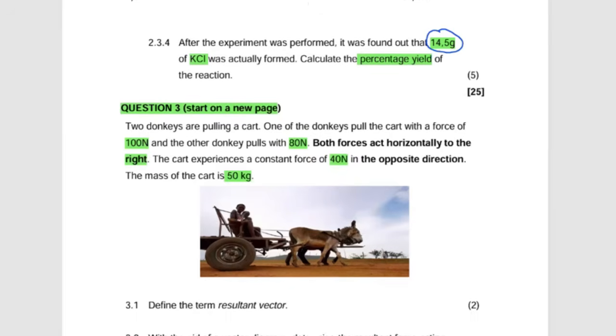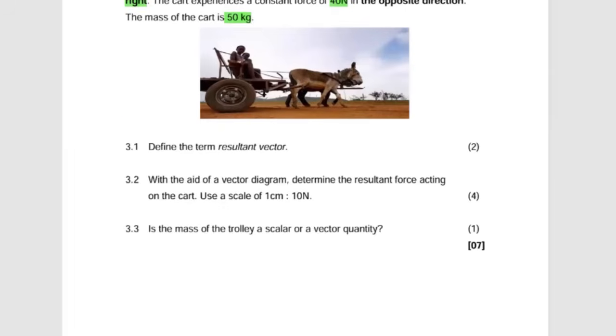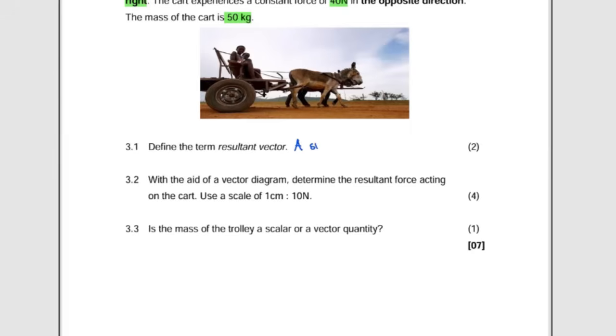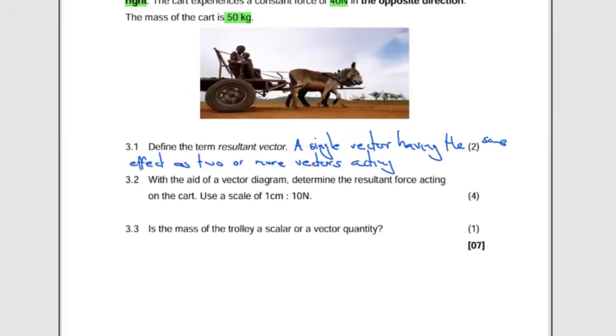Then the first question there says define the term resultant vector. So this one, remember, we already defined it. We said this is a single vector that has the same effect as two or more vectors acting together. So this is our definition for a resultant vector.